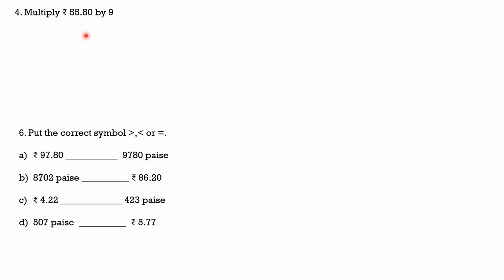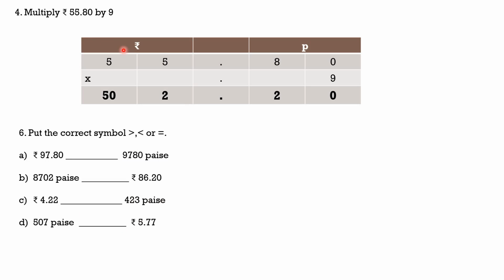Fourth question is multiply rupees 55.80 by 9. So what we have to do is we have to multiply 55.80 by 9. So 9 zeros are 0. 9 8s are 72. So write 2 here, carry over 7. 9 5s are 45 plus 7, 52. So write 5 on the top and write 2 in the answer.